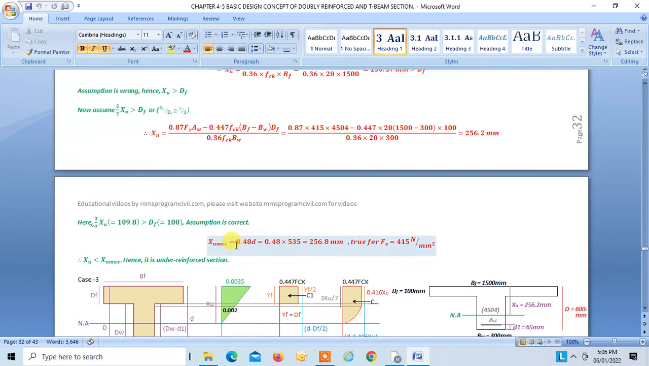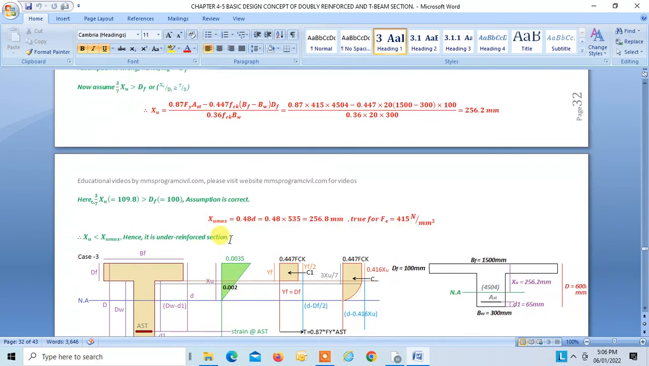Okay. So the next step is we have to find XU max, that is 0.48D in case of Fe415. This is 256.8 and ours is 256.2. So this is less than XU max. So our section is under reinforced. So okay, it's safe, right?